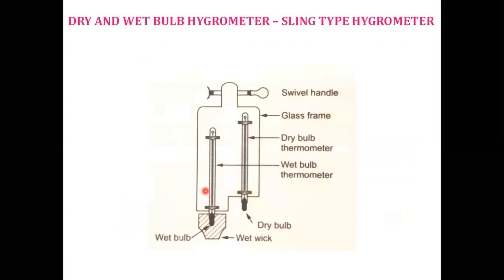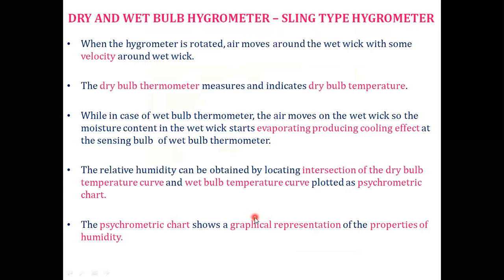In this arrangement, we have seen two thermometers arranged. The first one is the dry bulb thermometer, and the next one is the wet bulb thermometer, and these two are arranged in a glass frame. Here a wet wick is provided, and we call this the wet bulb, and it is exposed to air. We call this the dry bulb. A swivel handle is provided, and due to this handle the movement of these two thermometers can take place. That is the constructional part.